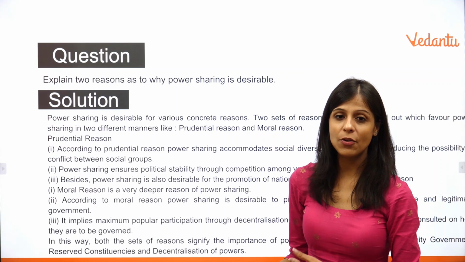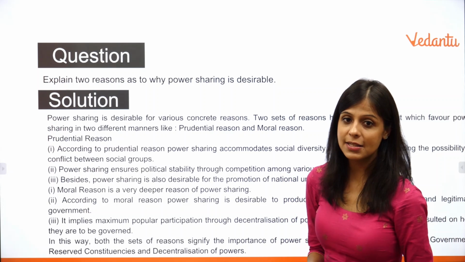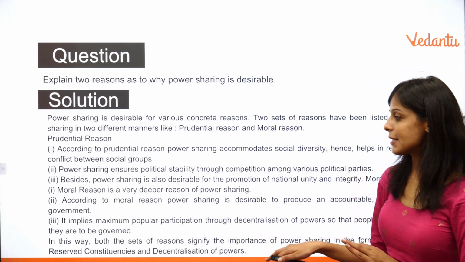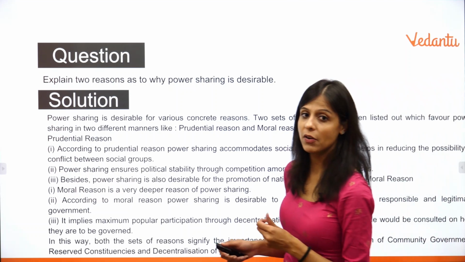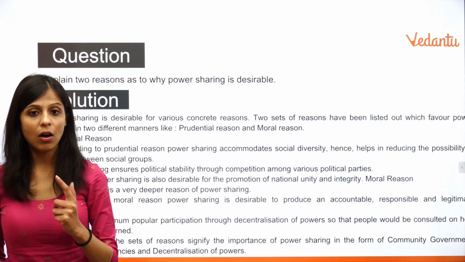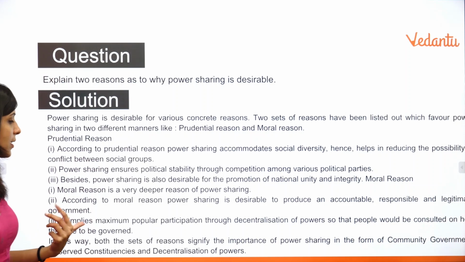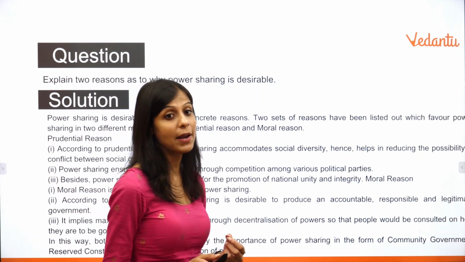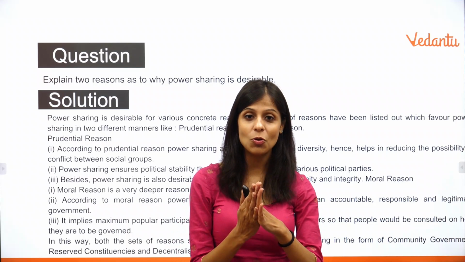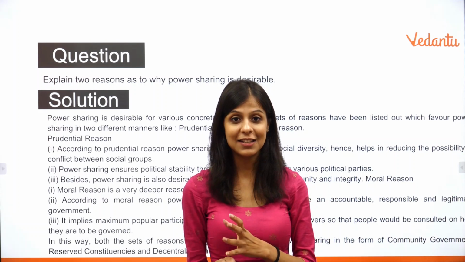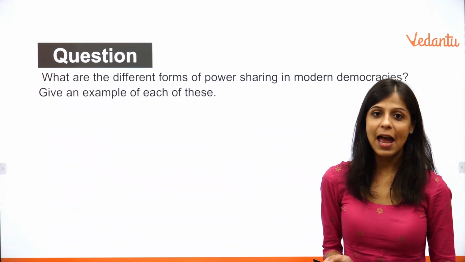Towards the end, you can of course conclude your answer. You can say that both sets of reasons signify the importance of power sharing in the form of community government, reserved constituencies, and decentralization of power. So both together play a very important role when it comes to power sharing and stability in the country. So that's the whole point. Let's jump on to the next question.